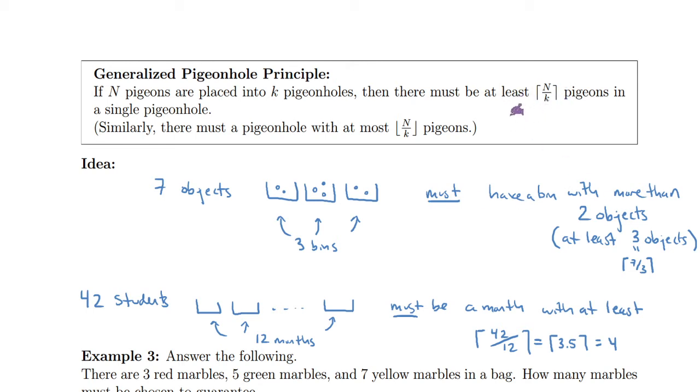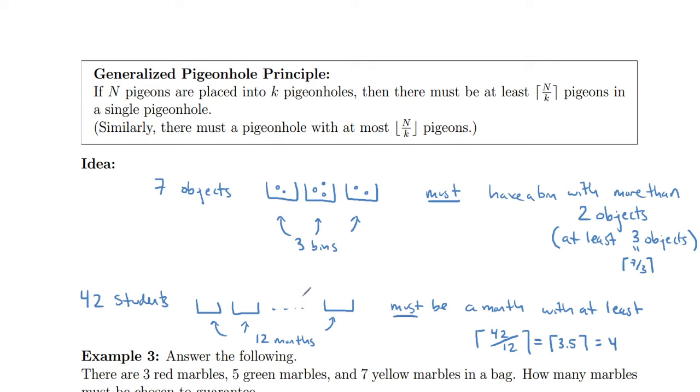You could think about the maximum. The maximum would be 42. You could have theoretically a month with all 42 of you that shared that birth month. That would be the upper bound. But then the lower bound is an interesting one that's given by this generalized principle.